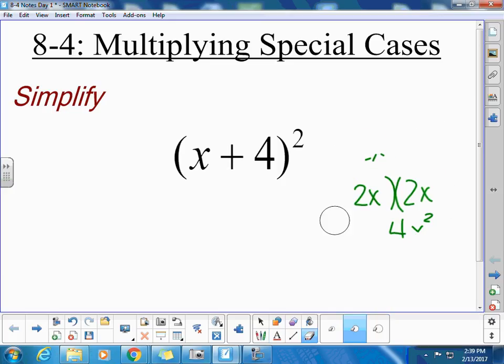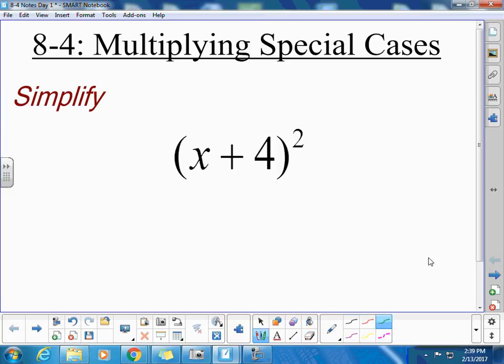When you have x plus 4 squared, sorry, my eraser is not cooperating, I would rewrite it like this because it makes your life a lot easier. It means x plus 4 times x plus 4, or times itself. That's what squared means. So now you can just use box method or FOIL method.